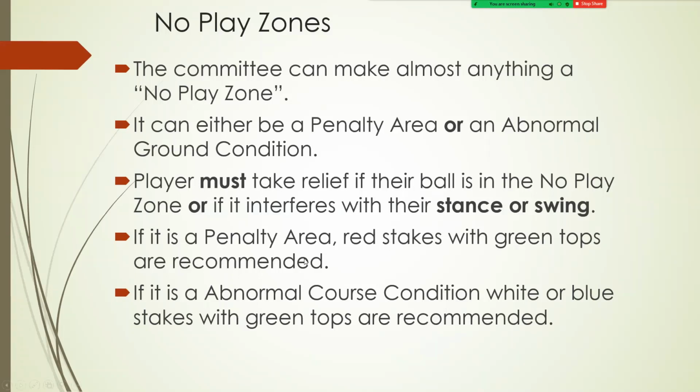If there's a penalty area, usually red stakes with green tops are recommended. If there's an abnormal ground condition, white or blue stakes with green tops are recommended. For abnormal course condition, obviously it's free relief. So it depends. Usually flower beds, things like that, are made abnormal course conditions, and they're made no play zones. But if it's a normal penalty area that you just don't want people going in for environmental reasons or anything else, then obviously it's a no play zone that is a penalty area.